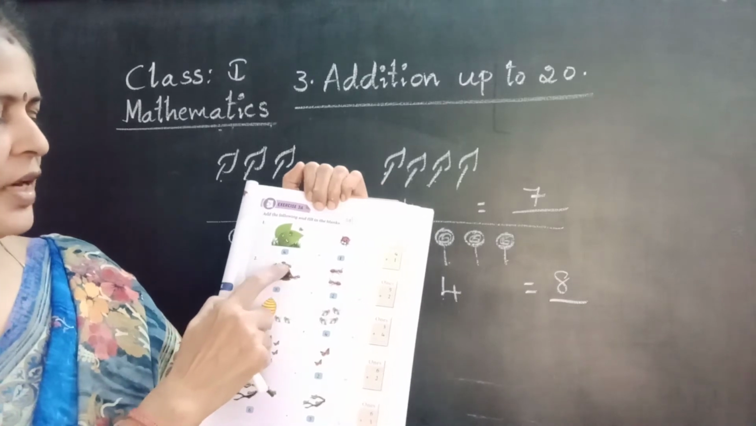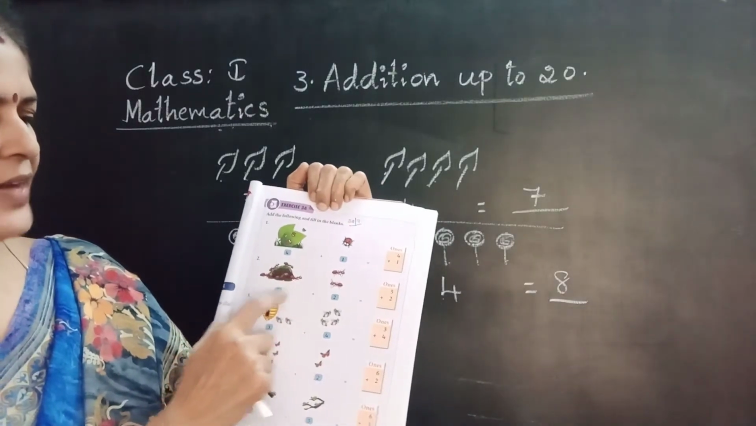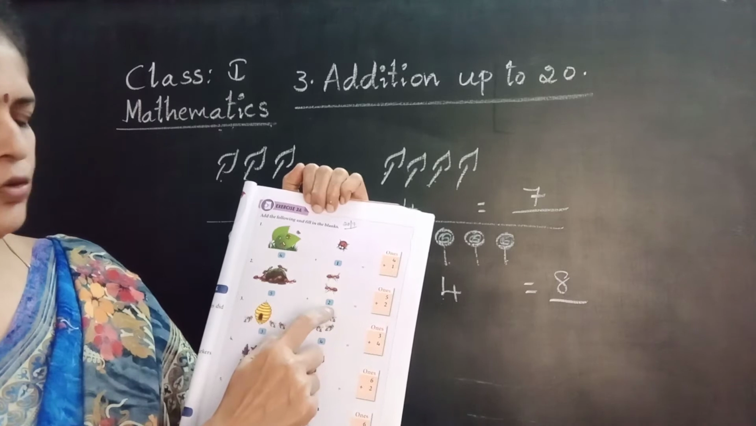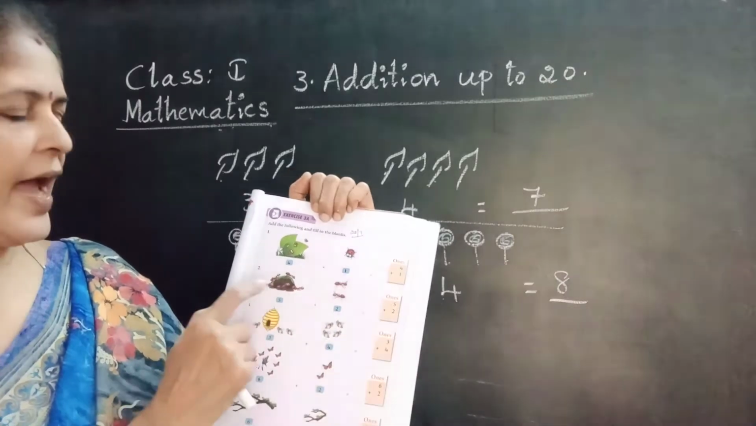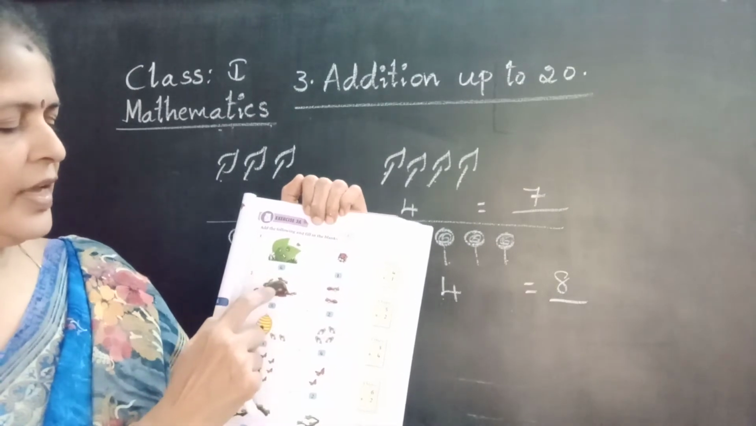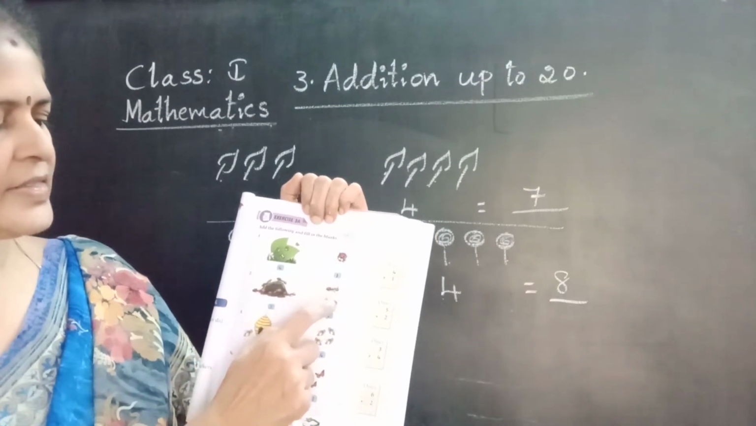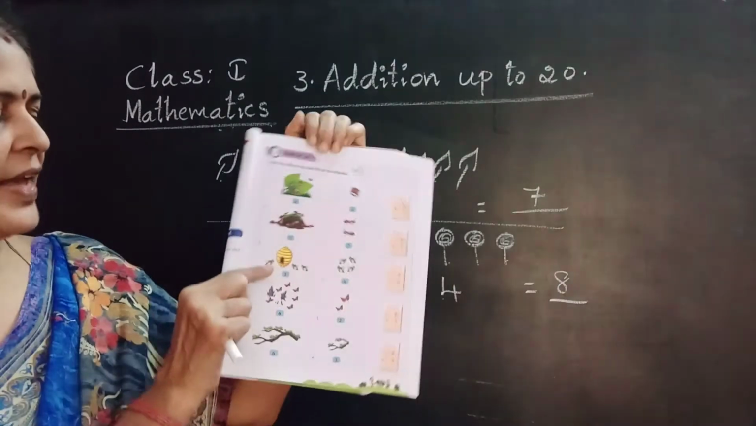1, 2, 3, 4, 5. 5 ants. Number 5. 1, 2. Number 2. Addition is 5 plus 2. Count the total ants. 1, 2, 3, 4, 5, 6, 7. Write 7 here. Next one.